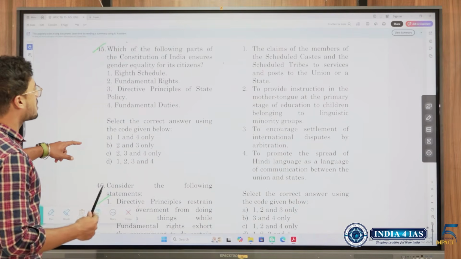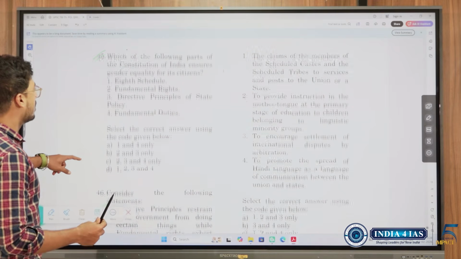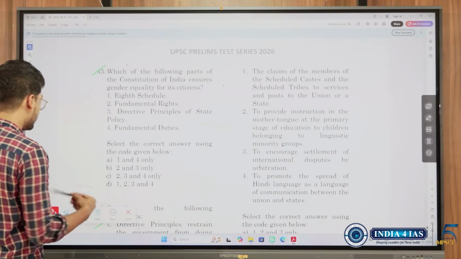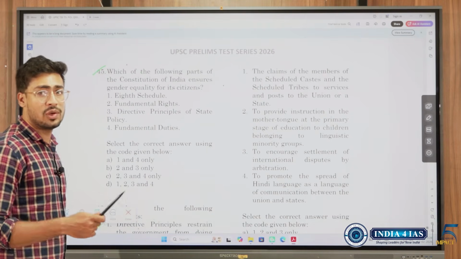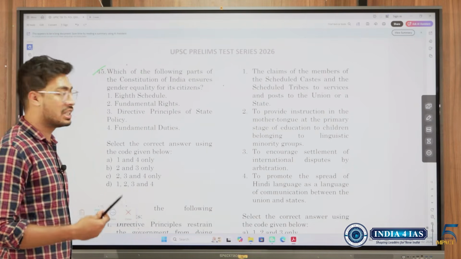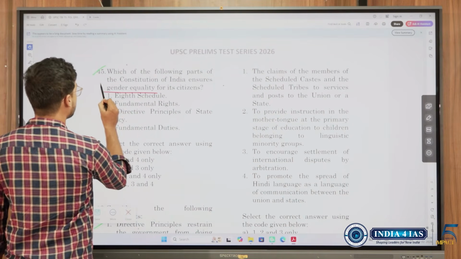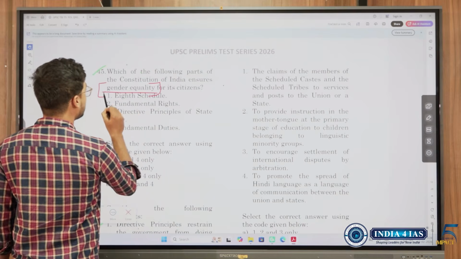Which of the following parts of Constitution of India ensures gender equality? Now you should know this. See, gender equality, I'll tell in brief. Now this is sort of an application based question. Look at the 2021 UPSC paper, many such questions have come. So which of the following parts ensures gender equality? It is not just a general equality, it is gender equality.